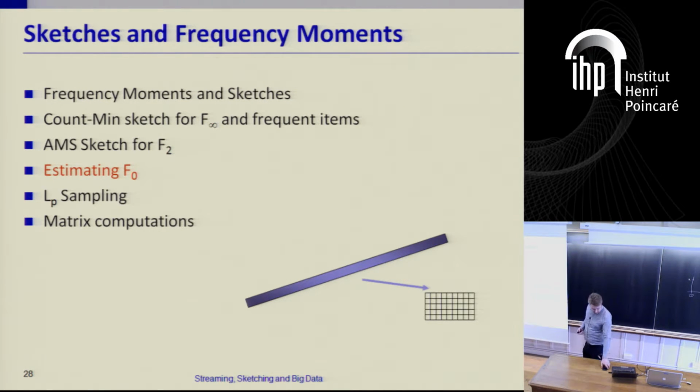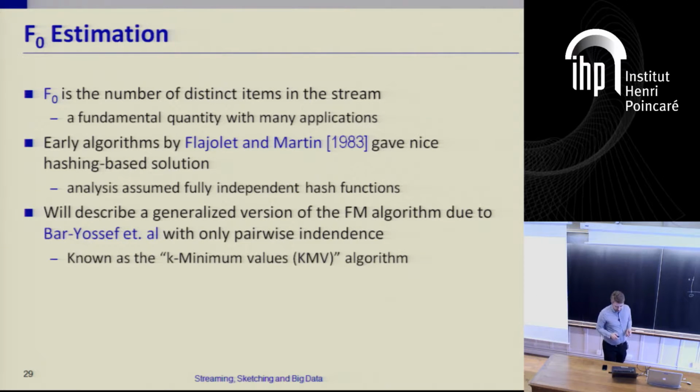So let's move on and look at some other things we might do with sketching ideas. I'm going to look at F0. F2 was the sum of squares of frequencies. F0 is the number of distinct items. It's the number of elements that I see a non-zero number of times. And that's a fairly fundamental kind of thing. I want to know how many people have viewed a video on YouTube or visited my website, and I want to do this more compactly than just keeping a list of everyone who's been there.